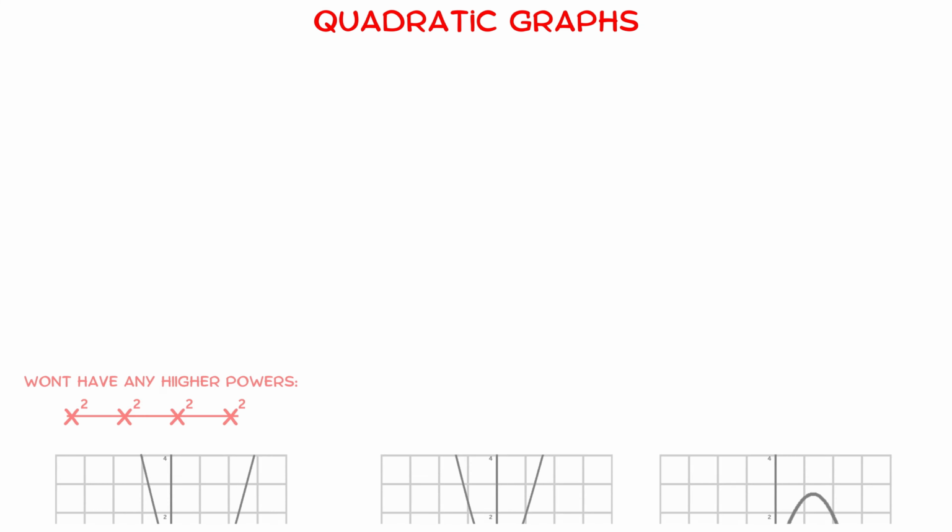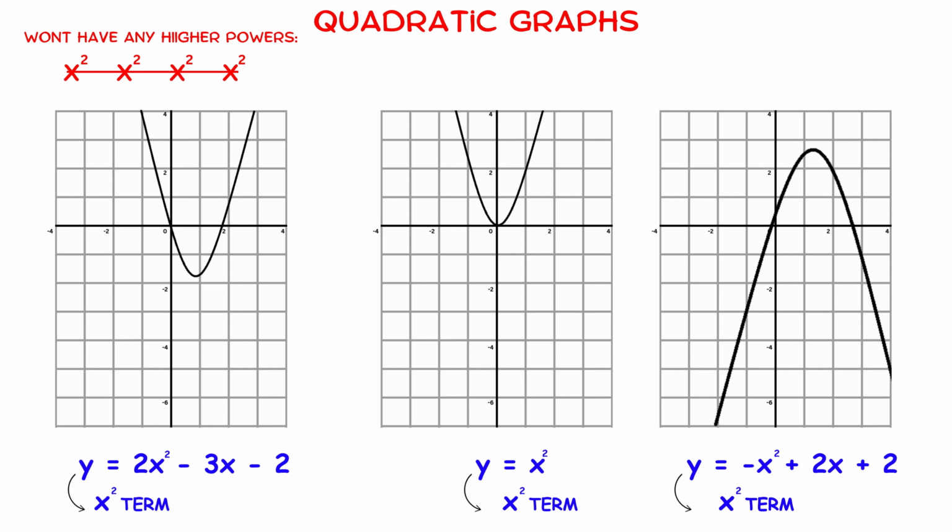In this video, we're looking at quadratic graphs, which are graphs like these three that represent quadratic equations. And if you take a look at these three equations along the bottom, the reason they're quadratic equations is because they all have an x squared term, but importantly, they don't have any higher powers of x like x to the 3, x to the 4, and so on.